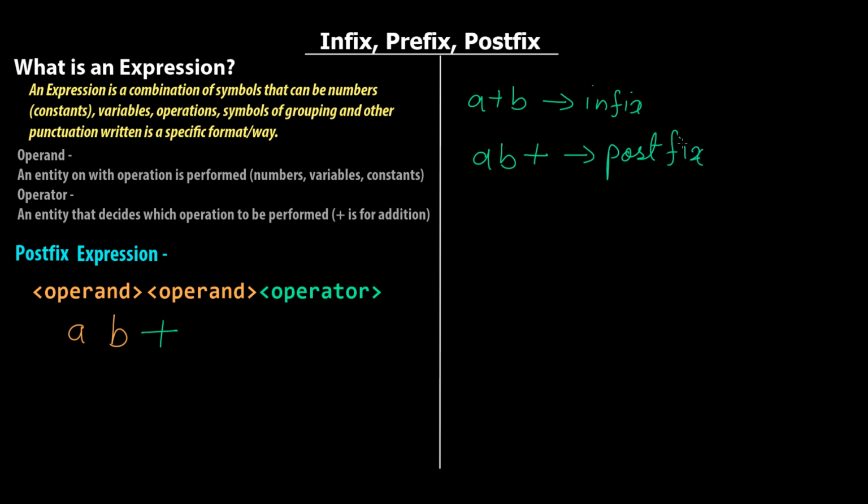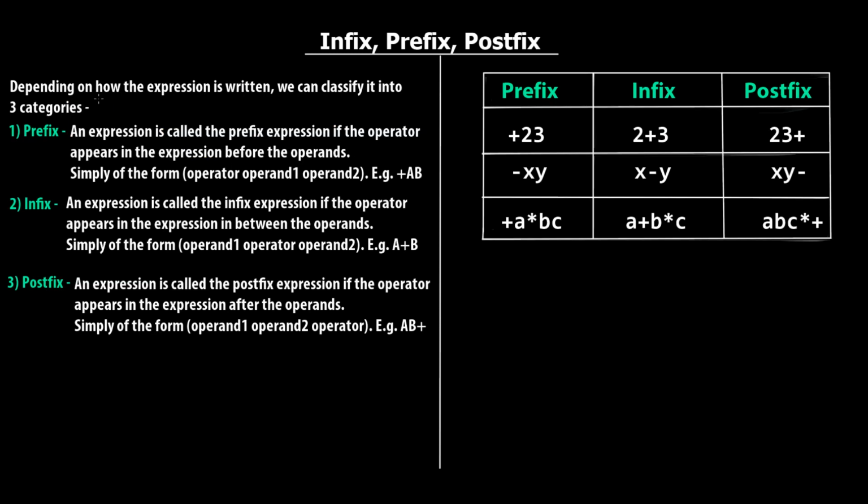Okay, and again we'll see how the conversion would look, but let's summarize these 3 different expressions and then we'll understand why we need them. Depending on how the expression is written, we can classify them into 3 categories. That's just what we saw. We have prefix, where an expression is called prefix if the operator appears in the expression before the operands. So here's the prefix version of 2 plus 3. We have plus 2, 3.